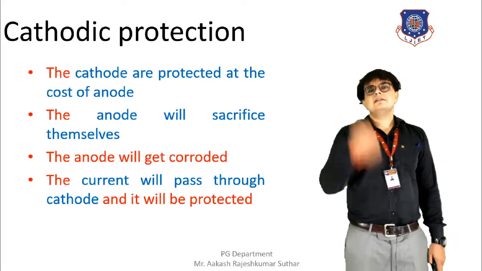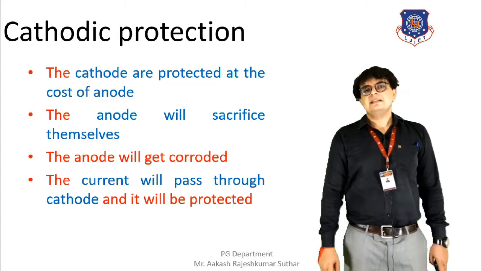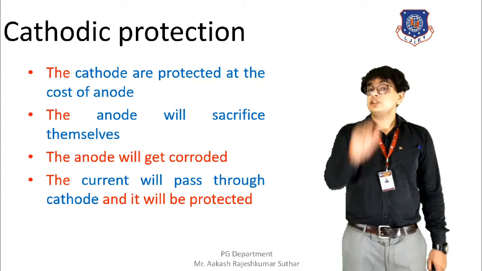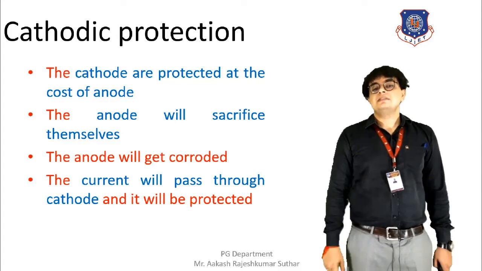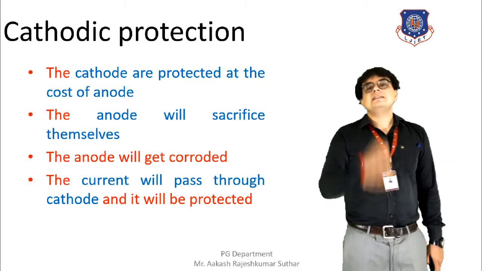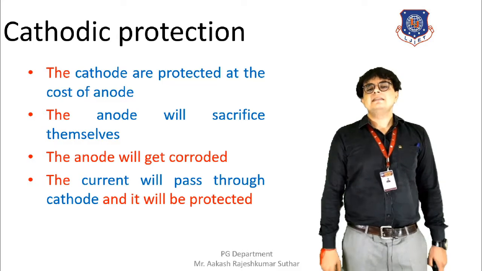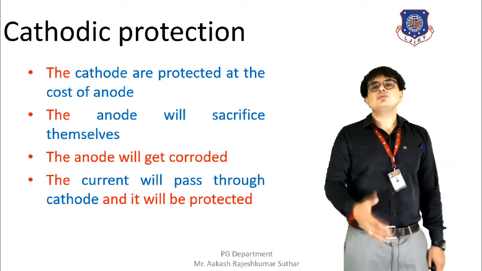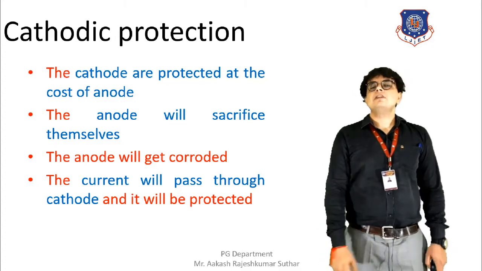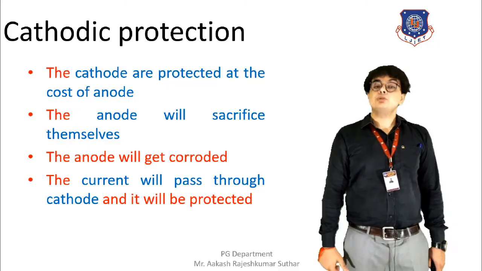These are the things I have discussed: the cathode is protected at the cost of the anode. The anode gets corroded, and it is mainly the sacrificial member. Only the anode is sacrificed, and whenever current passes through the overall arrangement of the cell, positive current will be passed to the cathode, and ultimately the cathode will be protected.